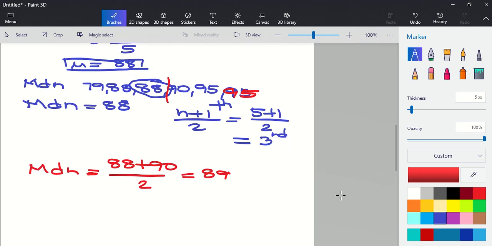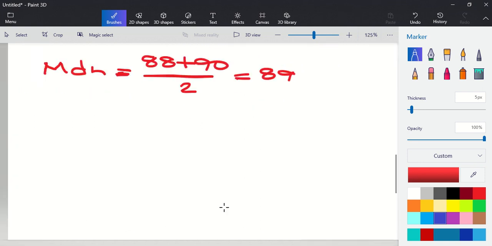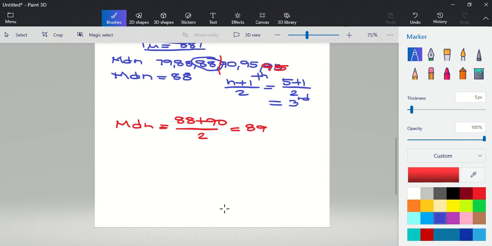And then lastly, for the mode, our mode is the most frequent data from the given set. As you can see, we have 88 as the most frequent. So our mode is 88.